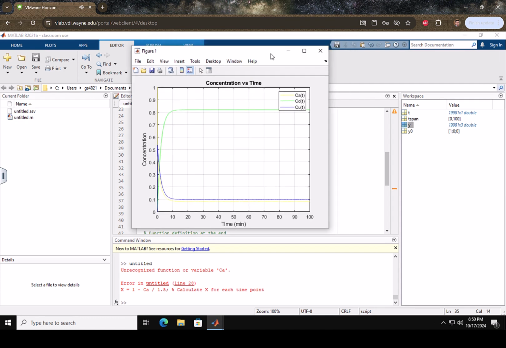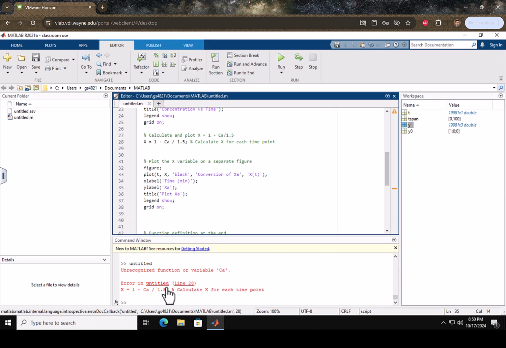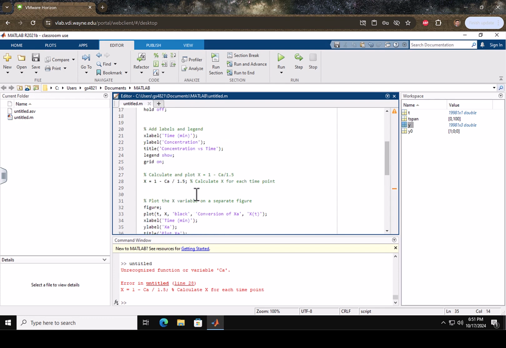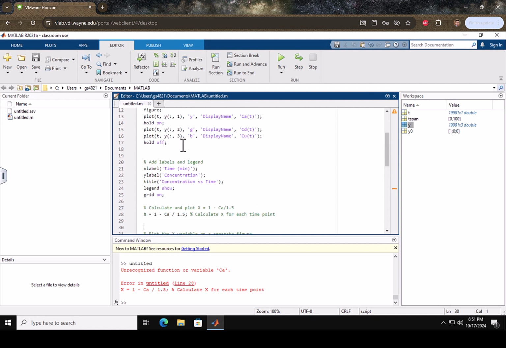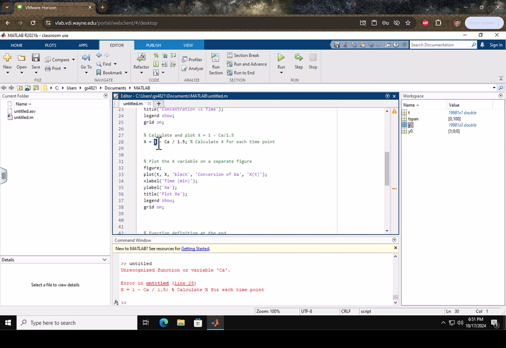Oh, so now it's not really telling us anything, except we have an error down here saying unrecognized function or variable C of A. So it's not able to perform this calculation because at this point it doesn't know what C of A is. We didn't introduce C of A anywhere. So here is our calculation for conversion, and at this point we haven't introduced C of A. So let's see if we can take this inside the function and see if that changes things.